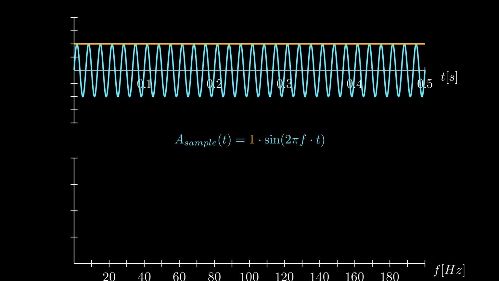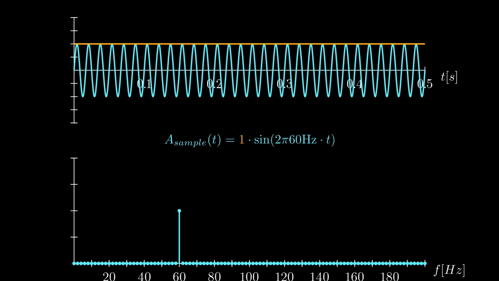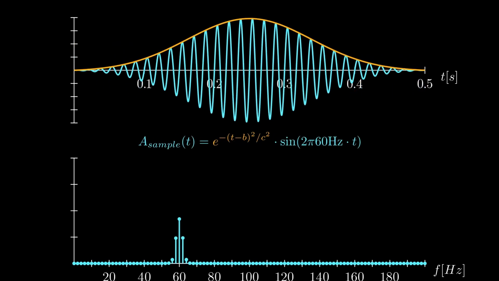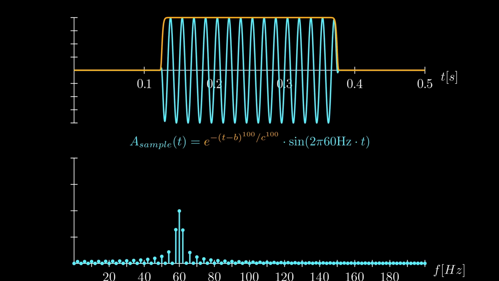So let's take a look into the Fourier domain to figure out which frequencies are present here. For our sine wave, we see the 60 Hz as expected, but if we look at our sound pulse, that's fascinating. There are more than just 60 Hz now. We also get some frequencies that are slightly lower and some slightly higher. Let's make the envelope a bit sharper. And we get even more frequencies. And we realize the faster our loudness changes, the more frequencies will appear.